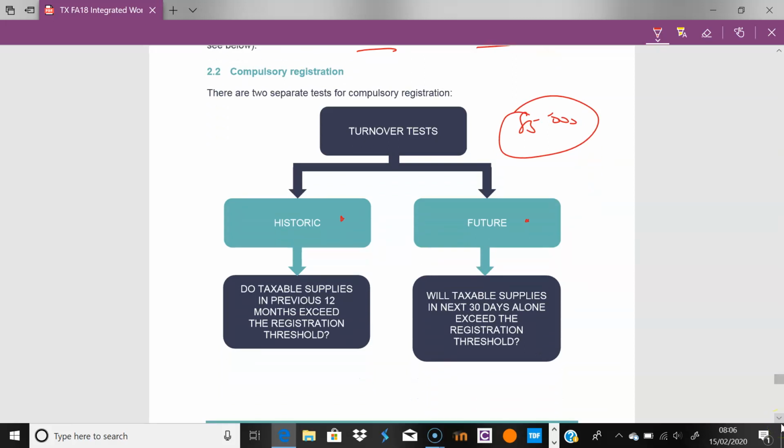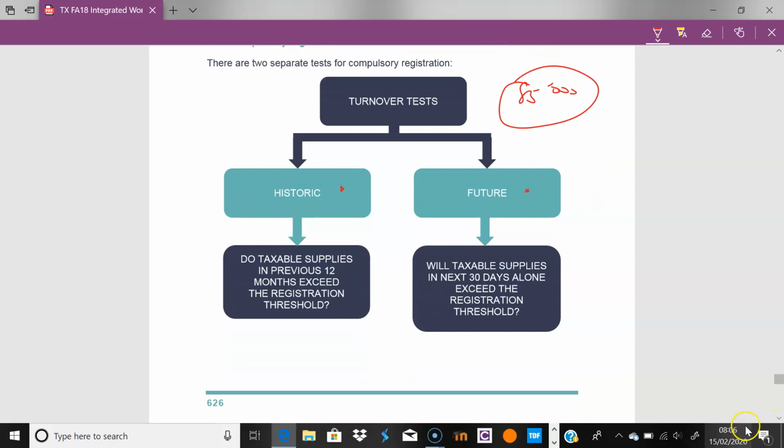So there are two ways of testing whether or not you should register for VAT. If you're below this threshold and you're never going to be above it, then you can just not register. But you might register because it makes your business look professional. So you can still register. But in terms of compulsory registration, here we are. You almost need to look back.